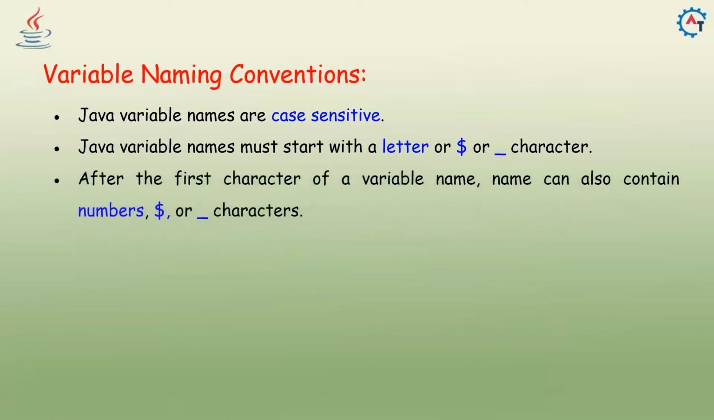After the first character of a variable name, the name can also contain numbers, dollar or underscore characters. Again, there is no problem. Once you start with valid things, then you can use these things in between also. You can use numbers also, that we already saw. Variable names cannot be reserved keywords. You cannot use reserved keywords for this.